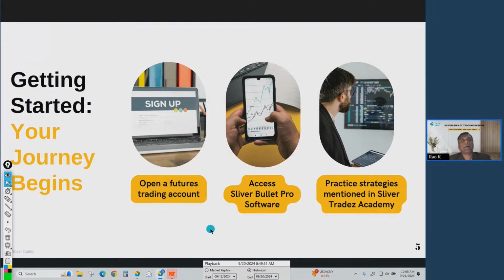So all this is good. So how do we get started? Your journey starts with opening a futures trading account with one of the brokerage firms. Our preferred brokerage firm is NinjaTrader, and you open a futures account with NinjaTrader, install and access Sliver Bullet Pro, our software, on that platform, and you practice strategies that we teach in our training, as well as listed in Sliver Trades Academy, our online training portal.